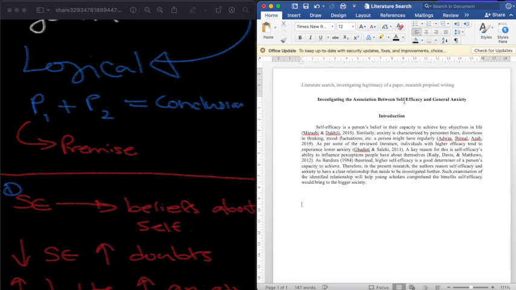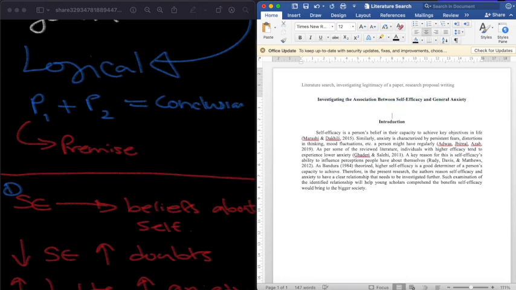Now, I would want to transform this into a research proposal. So, investigating the association between self-efficacy and general anxiety. Here I'm going to put my name, let's say like this.